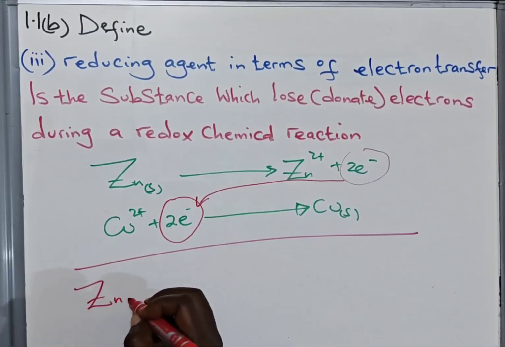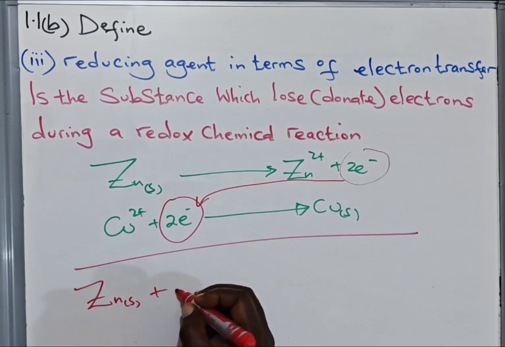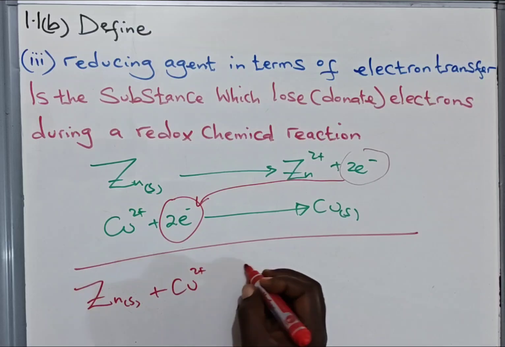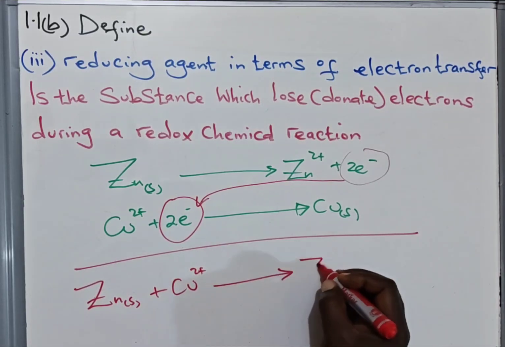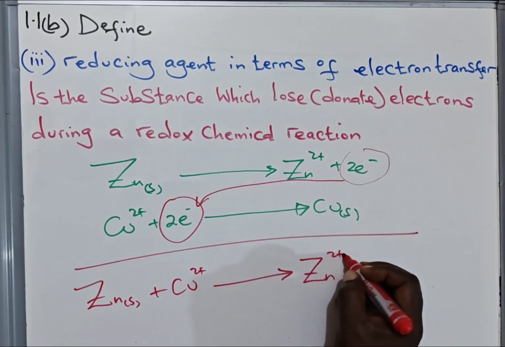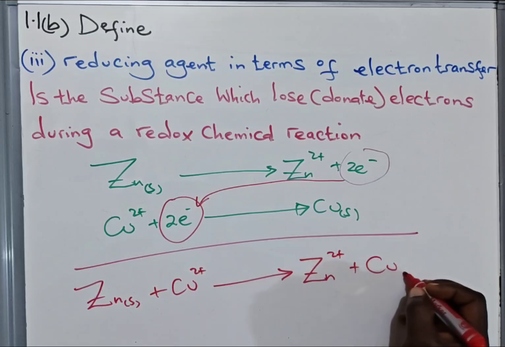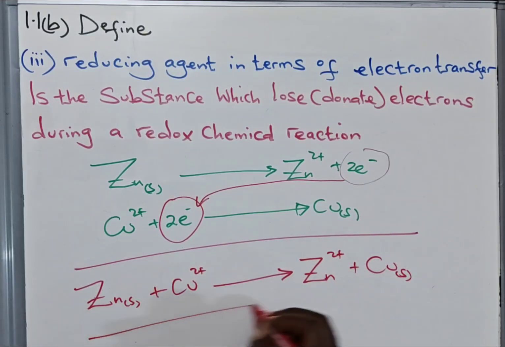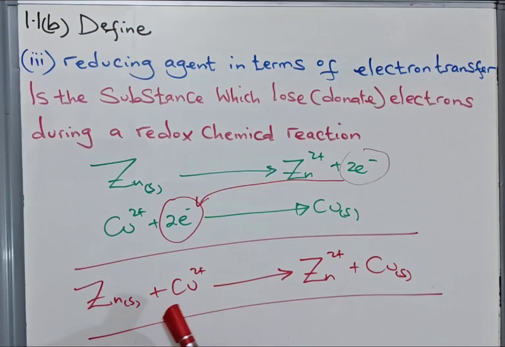This is zinc solid, and this is copper 2 ions, giving you zinc 2 plus and copper solid. That's what we are having. And we need to know that between these two, one is an oxidizing agent and one is a reducing agent.